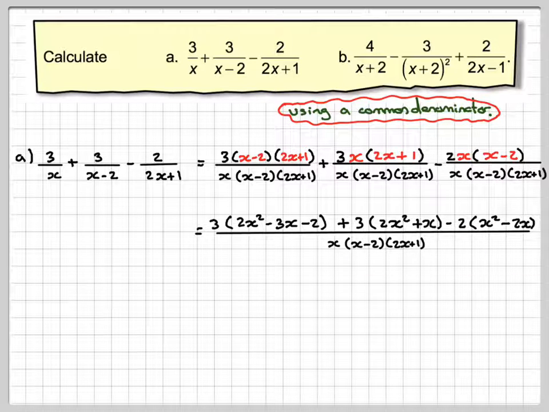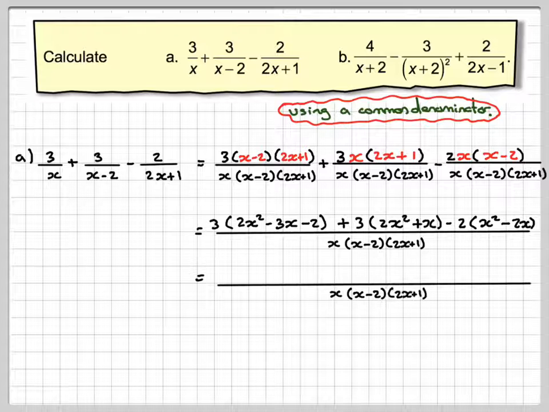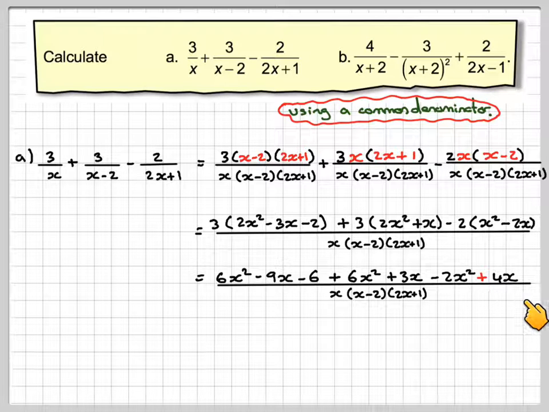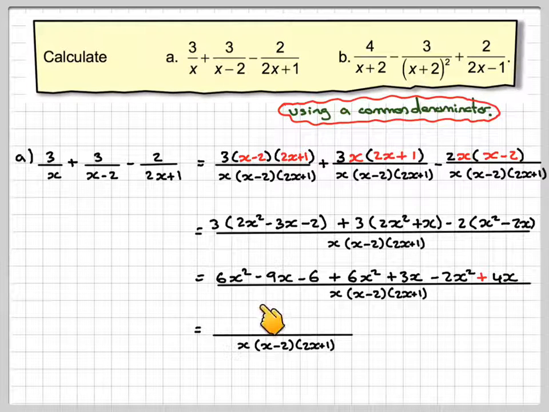Next step is we're going to take those numbers into the bracket, so we're going to get 6x squared minus 9x minus 2 when we multiply by 3, plus 6x squared plus 3x. Now we're going to have minus 2x squared plus 4x. So just need to be careful whenever we take that minus sign in, that becomes plus. Writing down the same thing, we've got 6x squared plus 6x squared, which is 12x squared, minus 9 plus 3 plus 4 makes minus 2x. The minus 6 is left on its own.